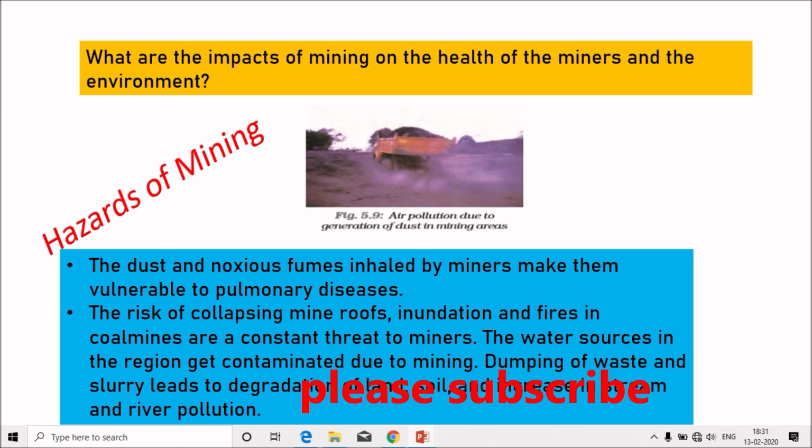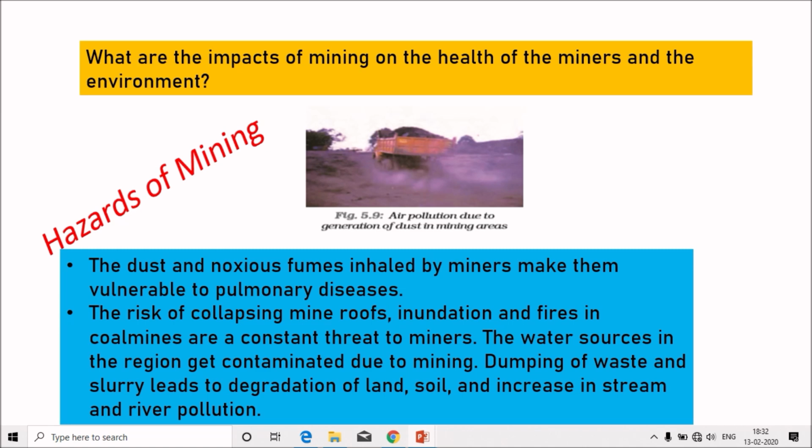The risk of collapsing mine roofs, inundation and fires in coal mines are a constant threat to miners. Yes, because the coal mines have to be dug inside the roof or under the roof. So when they are going under the layers of the earth, suddenly there can be a collapsing of the roof, or there can be inundation, or a fire can break out, or there can be any other threats.